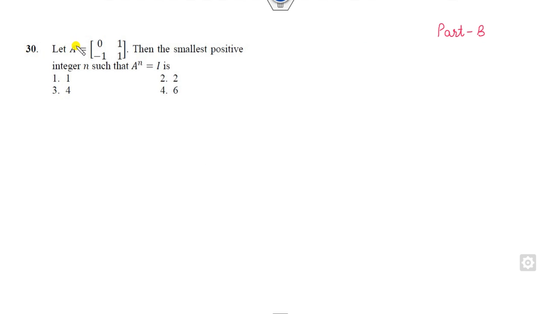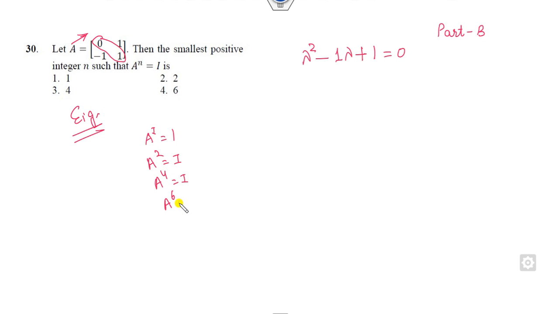Okay, now again this is related to a matrix, so we will think about the eigenvalue. How can you find the eigenvalue? We can write the characteristic equation. What is the trace? The trace is 1. What is the determinant? It is plus 1. Now your target is to find which of these holds: A of 1 is 1, A of 2 is I, A of 4 is I, A of 6 is equal to I.